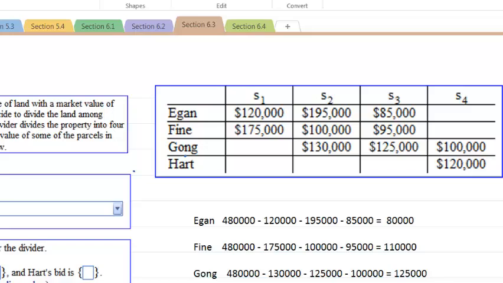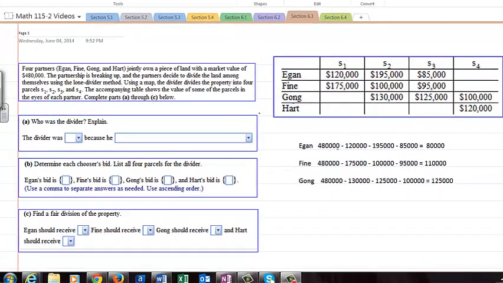First, let's look at the table of values they give us. We're told that the total value of the land is $480,000. This means that the total of each person's values will be $480,000. Let's figure out the missing values first.